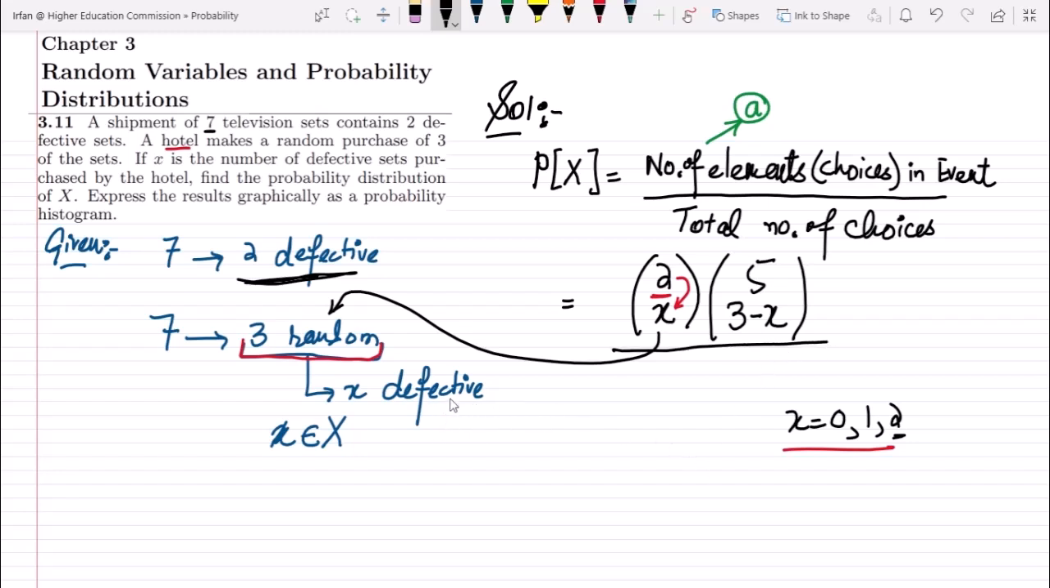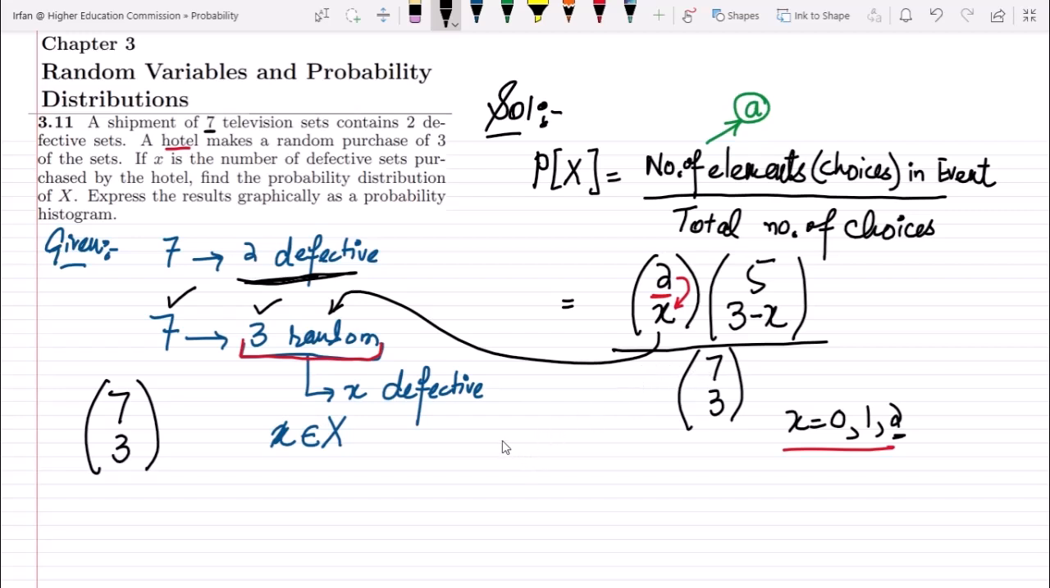What is the total number of choices out of them? Here I have 7 items, and without any bias as to whether they contain the defective items or not, I choose 3 items. So 7 choose 3 is the total number of choices. Therefore, I have to write it here. I hope you have understood what it means.